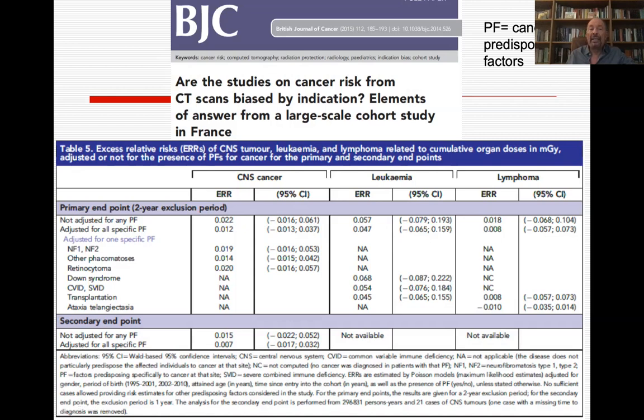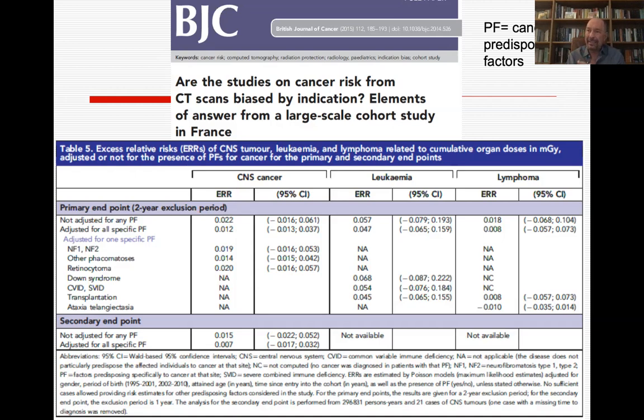But if you adjust for specific cancer predisposition factors, so if you look at the patients and ask what the predisposing factors were, including ataxia telangiectasia and other factors, you see that the excess relative risk then decreased significantly. So is this a bias or is it an increase of sensitivity? This is still an open discussion.